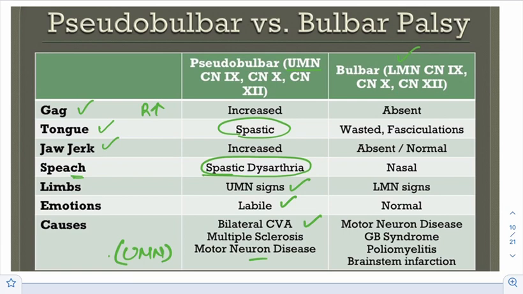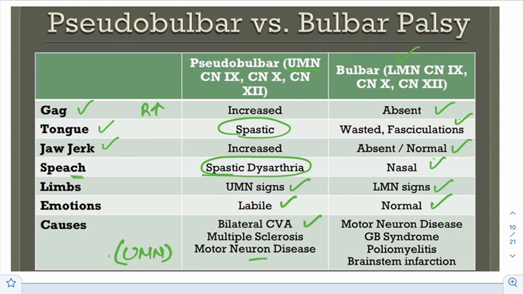Whereas in bulbar paralysis, you will have all the lower motor neuron features. The reflexes will be absent. You will have fasciculations in lower motor neuron paralysis, and those fasciculations will be seen over the tongue. The jaw jerk may be normal or absent. The speech is nasal because the tongue is completely paralyzed. Lower motor neuron signs will be there in the limbs, and emotions are not disturbed in bulbar paralysis. There will be normal emotions.